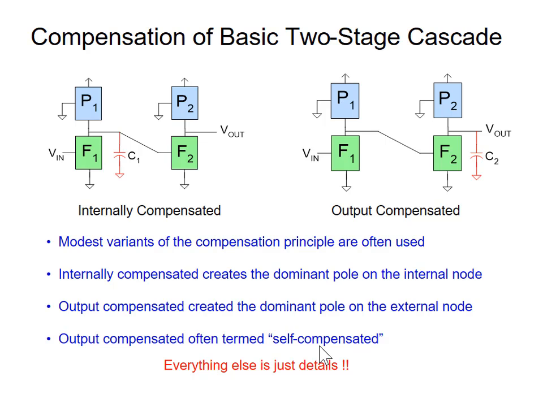So I've got 2 ways to do this. One is what we call internal compensation. I'm going to put a capacitor C1 at the output of the first node. And the other one is called load compensation or output compensation. I put a capacitor on the output node. So I'm adding capacitors to the circuit for the purpose of what? Pulling the poles apart. Okay. Since I'm adding capacitors, I don't affect the gain. So if I've got a good DC gain, I'll still have that gain.